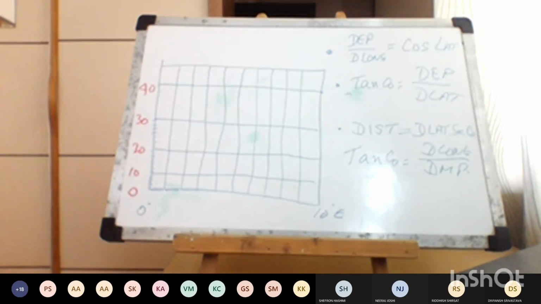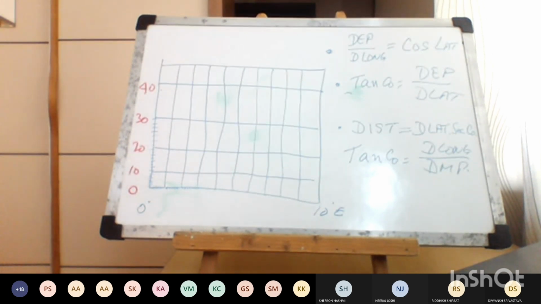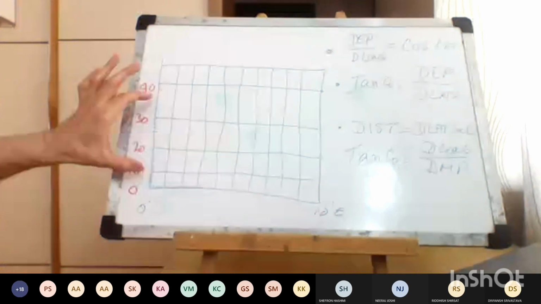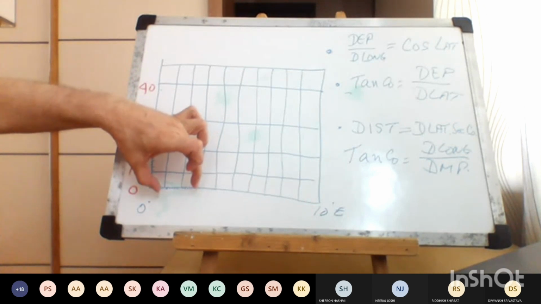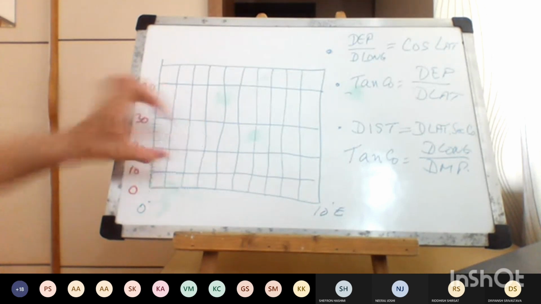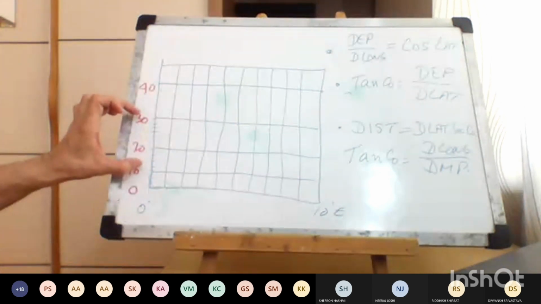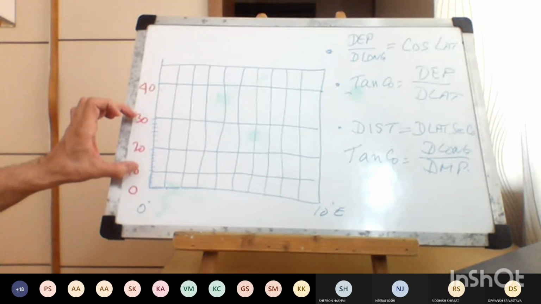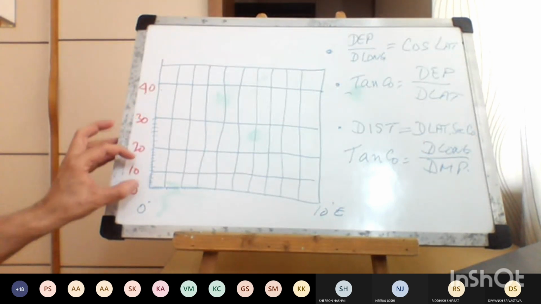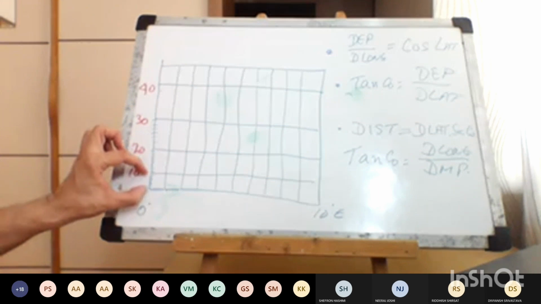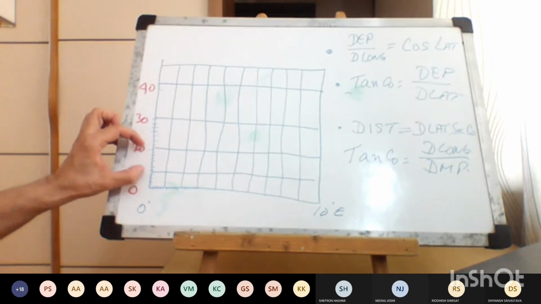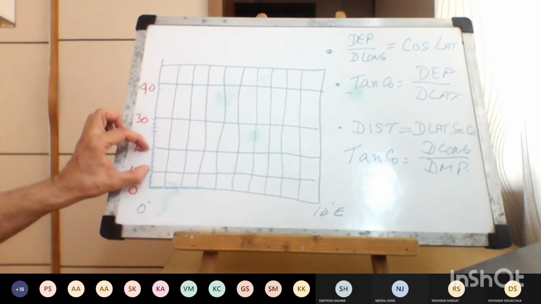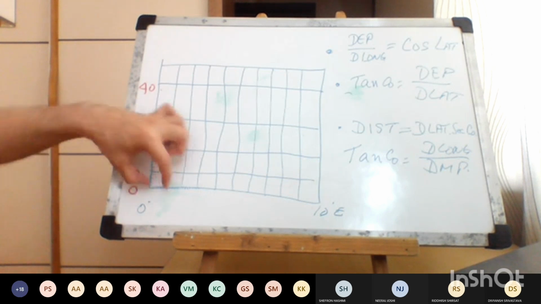So the meridional parts, what we are saying, the distances were used by the latitude scale, but if I use this scale to measure the latitude, then I call it by the meridional parts. So the number of meridional parts from 0 to 10 will be less than the meridional parts from 10 to 20. 10 to 20 will be less than 20 to 30 if I use this scale.